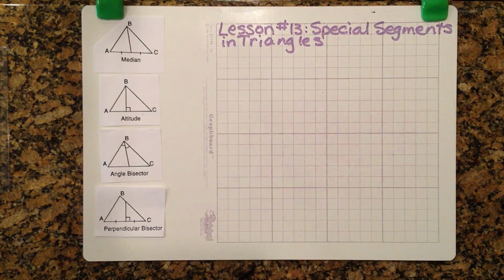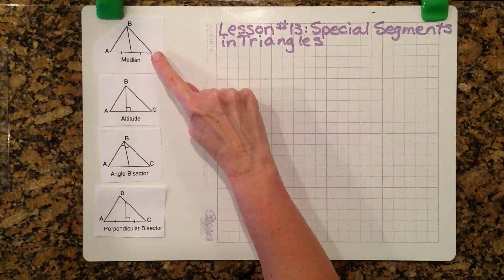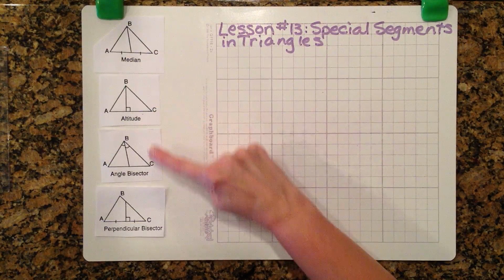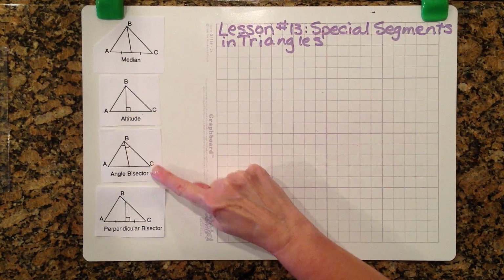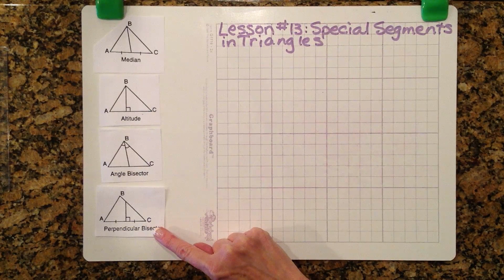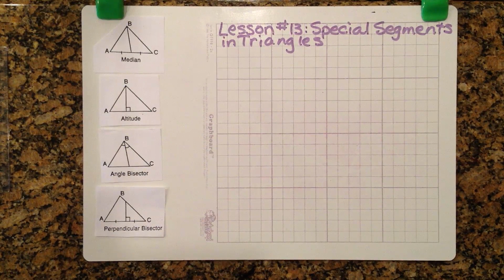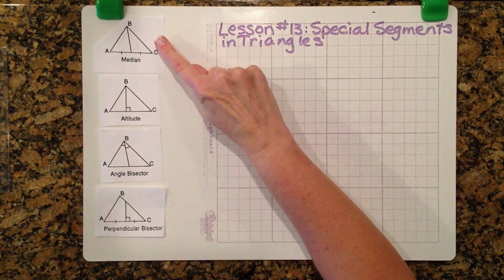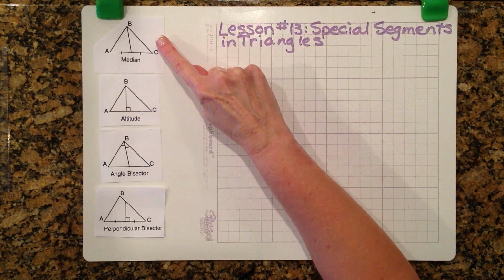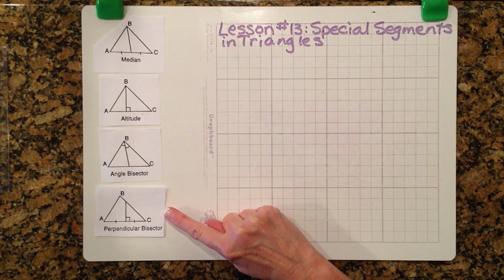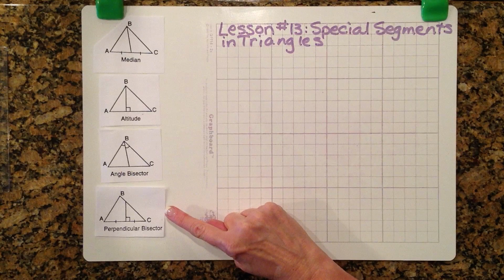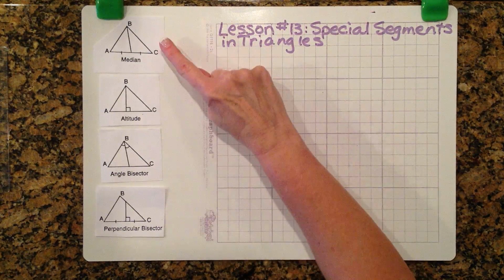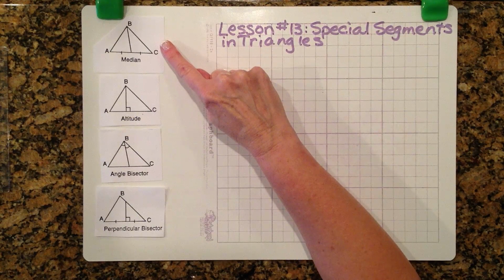What you need to know today is median, altitude, angle bisector, perpendicular bisector. What I would recommend you doing is to draw the picture and also write down the definition of each one of these items. You need to be able to recognize them through a worded definition and also through a picture. So feel free at any time to stop this video and do that.